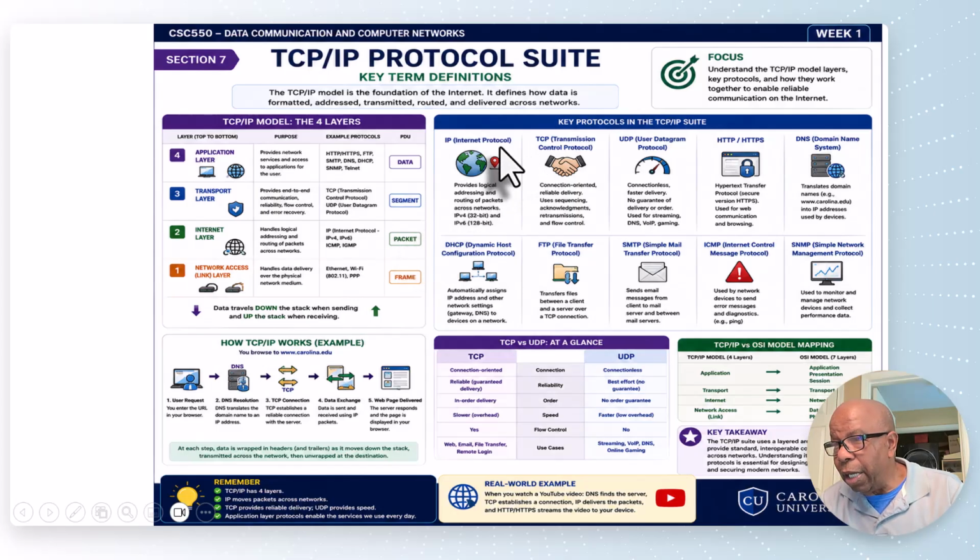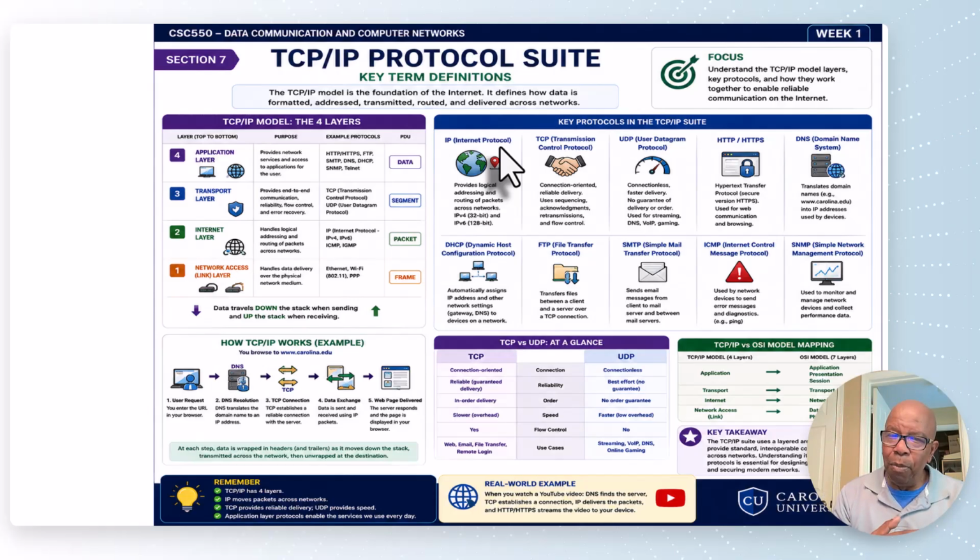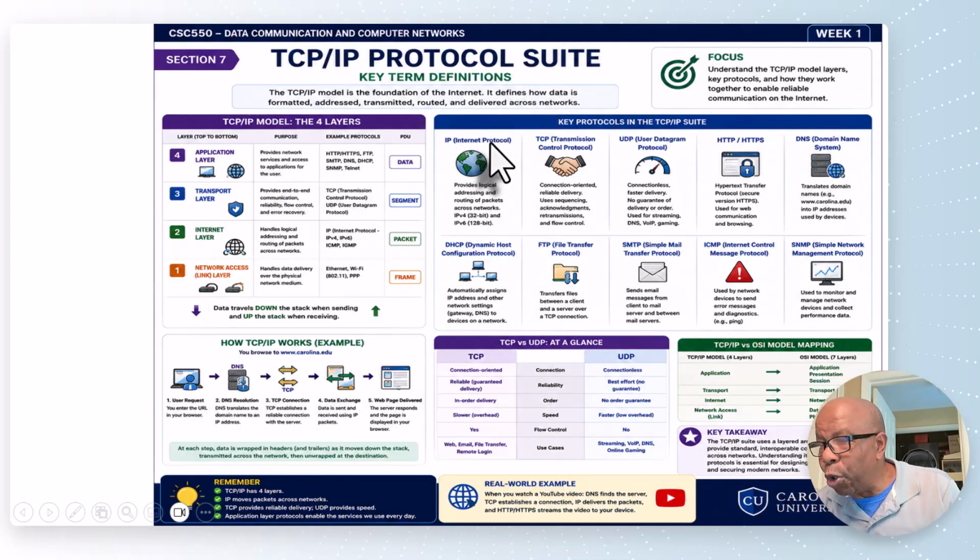IP is internet protocol, and TCP is transmission control protocol. Sometimes we merge these together and say TCP/IP, and that in essence becomes the model. But really there are 2 pieces: the internet protocol, and separate from that, the transmission control protocol. So IP, TCP/IP, and then UDP.